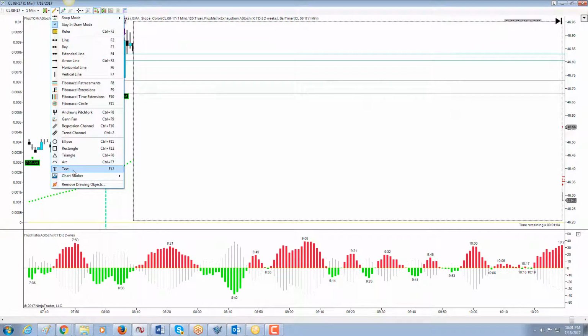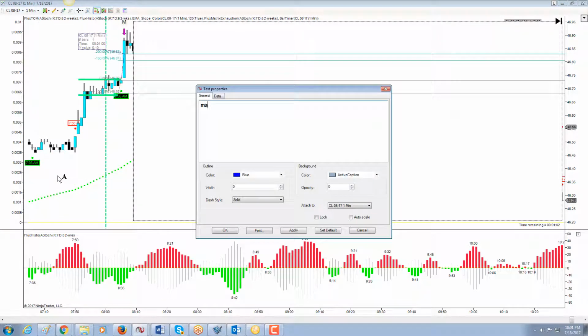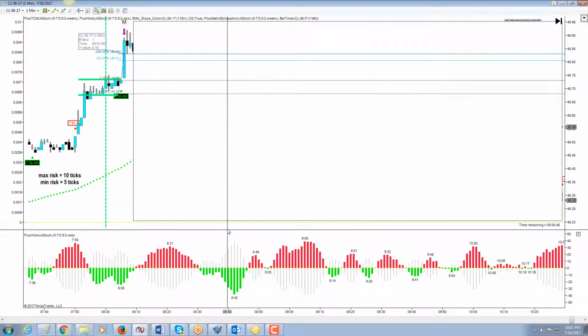Now in this system, just so you know, your max risk I teach should be around 10 ticks because most traders can handle losing $100 per contract. Your minimum risk, however, is no smaller than 5 ticks because in CL anything smaller than that and you're sort of asking to get nailed.